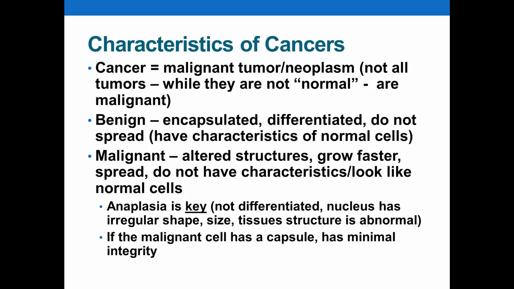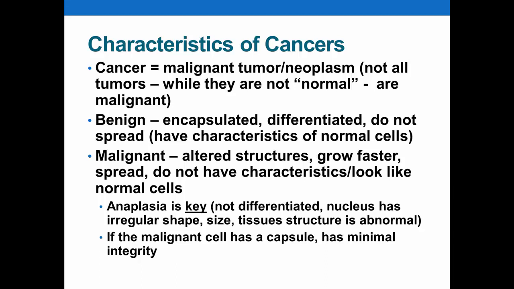Importantly, when you look at a benign tumor, the cells within those tumors, because they are encapsulated and they are differentiated, tend to have the characteristics of normal cells, which means they basically play by normal cell rules. This is very different than what happens with malignant cells. Malignant cells have altered structures, they grow faster, they spread, and they do not have characteristics or look like normal cells. They don't play by normal cell rules.